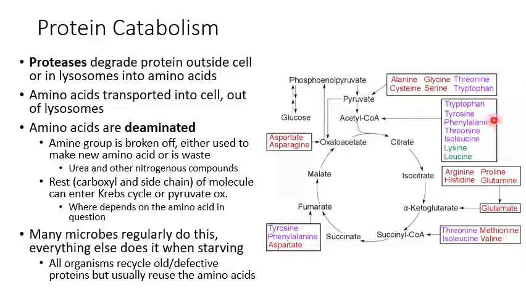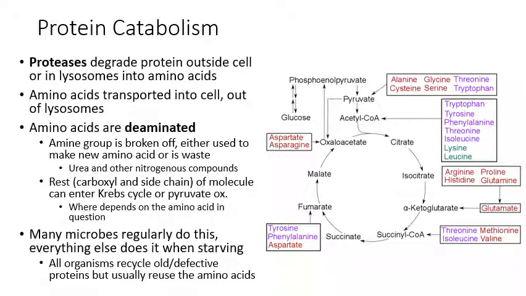You also have a bunch of amino acids, including tryptophan and phenylalanine, that look like acetyl-CoA once you take their amino group off, and so they're going to enter the Krebs cycle as acetyl-CoA. Also, you have all of these other amino acids that look like different intermediates from the Krebs cycle, so they're going to enter the Krebs cycle at different points.